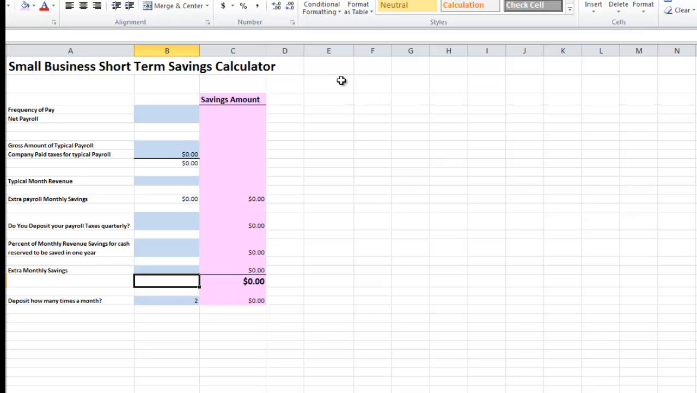Hi, this is Renee O'Brien with Sharp Tip Consulting, and the tip I have for you today is about collecting short-term savings or a cash reserve for small businesses.